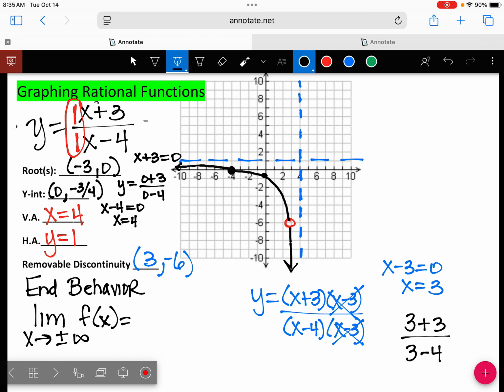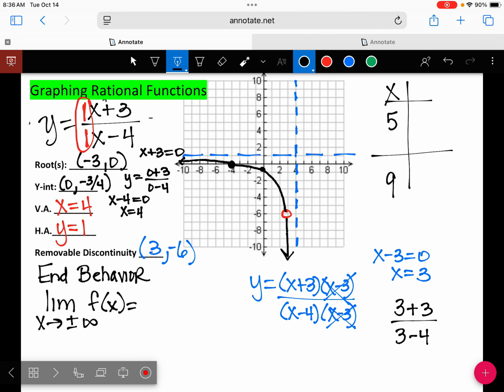So we need a couple numbers on the right side of my vertical asymptote, and I'm going to go with 5. And then I did 10 in my notes, but let's do 9. Let's do 9. So let's do 5 and 9. So that means we have 5 plus 3 over 5 minus 4. Then we have 9 plus 3 over 9 minus 4. Let's see what you get.